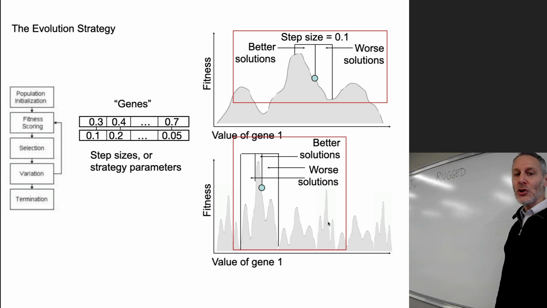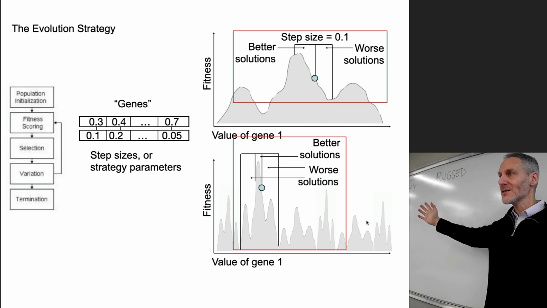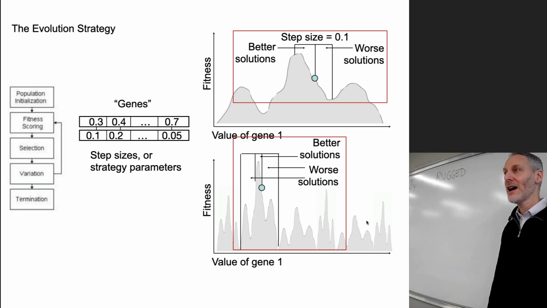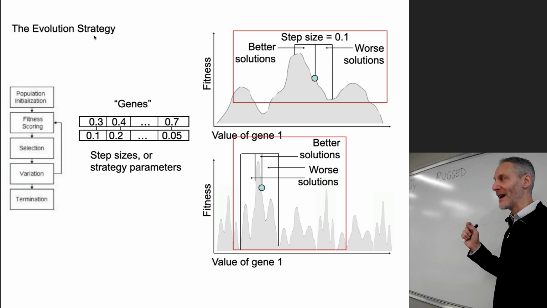I've drawn a uniformly rugged fitness landscape, but for real world problems, there are rugged regions and smoother regions. This is a headache. How are we going to decide what the step size should be? There was a great idea, actually this goes back to the 1970s. This became known as the evolution strategy.